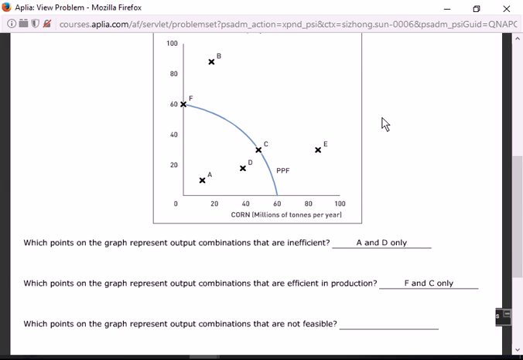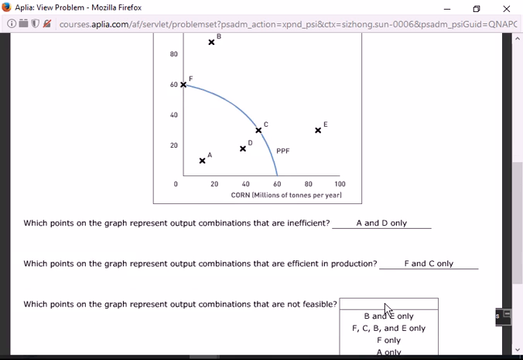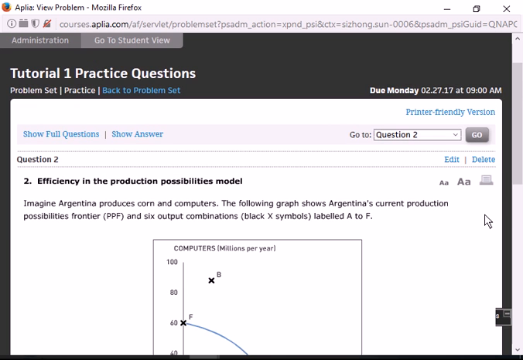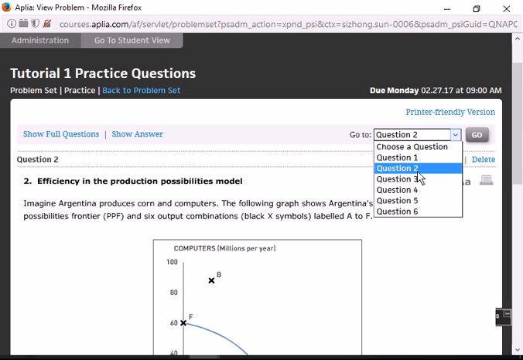For B and E, they have a high level of output. However, unfortunately, they are not affordable given the current resource endowment and technology. So they are not feasible. So that's B and E. So that's question 2. Question 3.